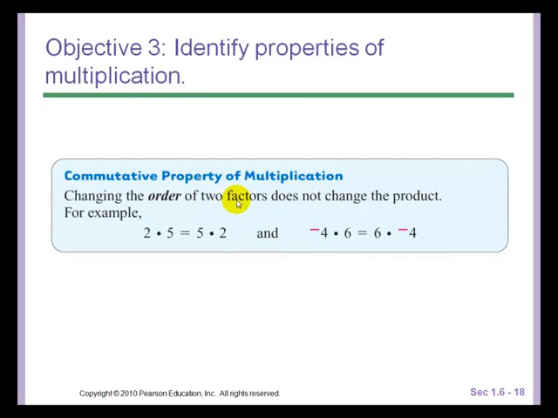Another property of multiplication is the commutative property. Changing the order when you're multiplying doesn't matter. So 2 times 5 is the same as 5 times 2. They're both 10. And negative 4 times 6 is the same as 6 times negative 4. They're both negative 24. When we are dealing with just numbers, this property seems very silly, but when we get into algebra, this property will be very important.